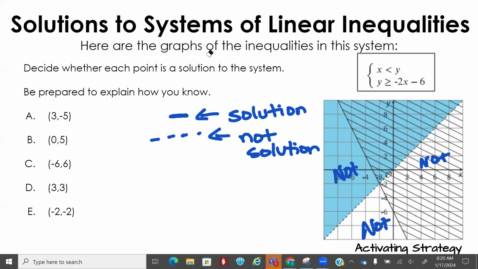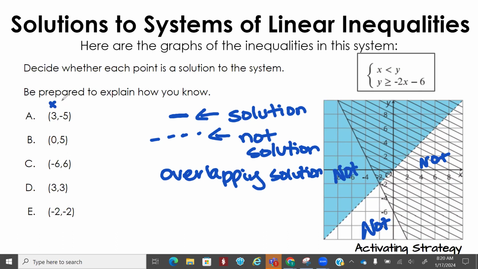Okay. Again, if it's overlapping, that's a solution. If it only has like one piece, then it's not a solution. So that's the first thing that we need to figure out. Now, I know some of us struggle with plotting points, so let's kind of talk through it.